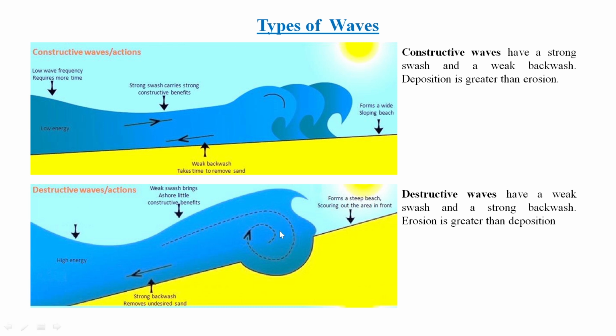So here you can see that due to the strong backwash, it removes the sand from the beach, and it will also increase the slope of the beach over time. So you can think of, again, like I was mentioning, constructive beaches and destructive beaches formed in response to the constructive waves and your destructive waves.